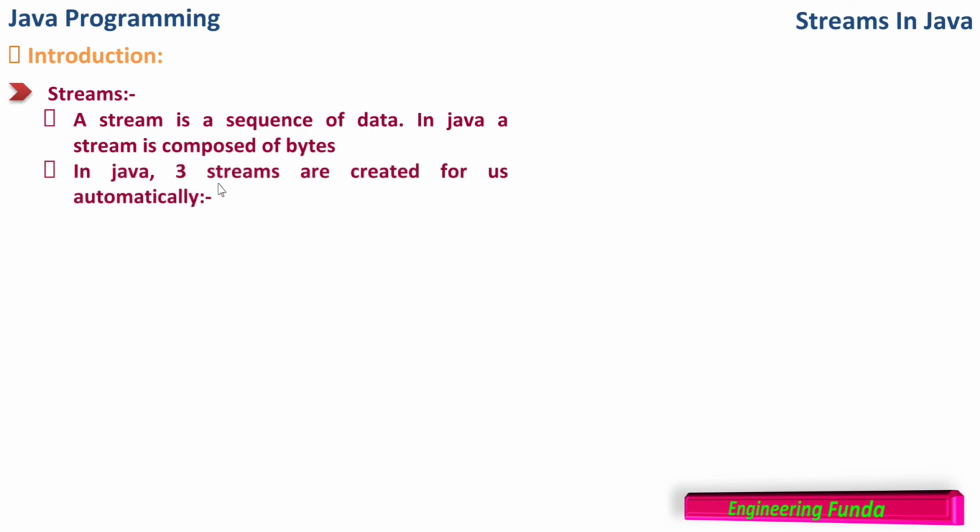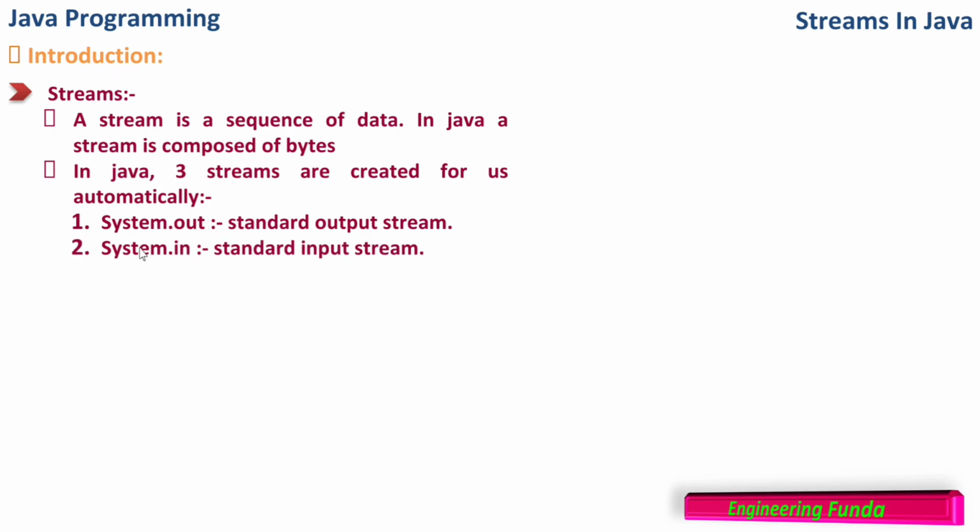In Java, 3 streams are created for us automatically. So there are 3 stream classes which are by default available in Java. First is System.out, which is the standard output stream. So using this you can do the output from the Java program. Second is System.in, which is the standard input stream. So you can take input from the external devices into the Java program. And third is the standard error stream, that is System.err.